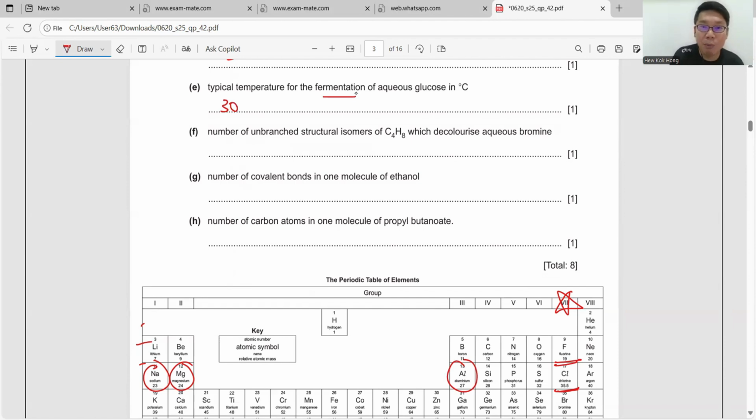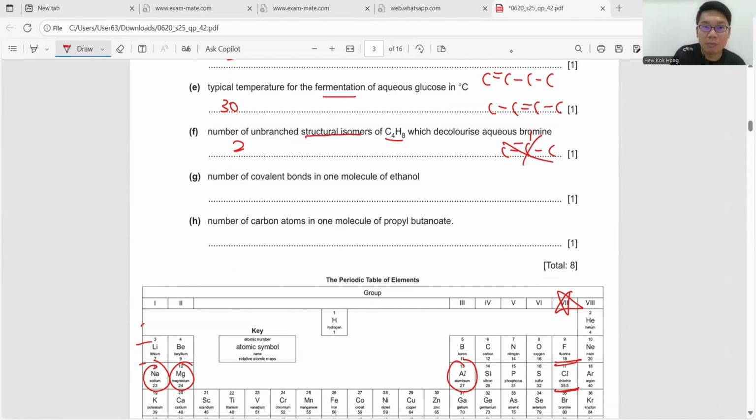Number of unbranched structural isomers of C4H8. The first double bond we can put here. The second double bond we can put here. So the answer is just 2, because they do not accept branched structures. So you do not go to this situation.